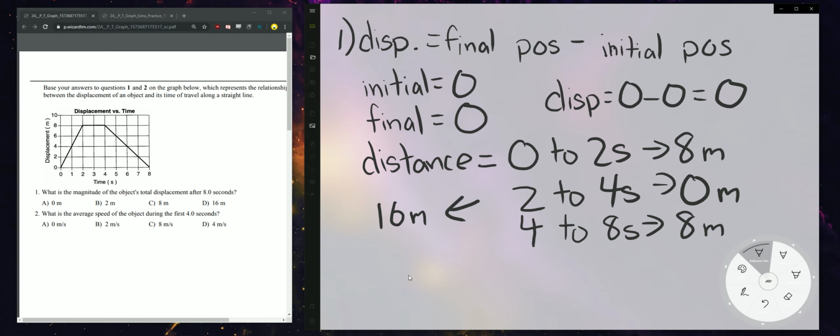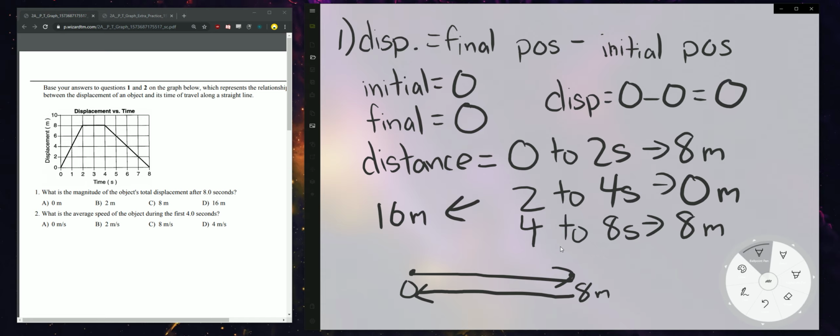And if I were to draw it out, let's say east is the positive direction. So in the first 2 seconds, I travel 8 meters. And now I'm at 8 and 0. It's 8 meters. And then for the next 2 seconds, I don't go anywhere. And then for the final 4 seconds, I travel back to 0. And that's basically what happened there. Alright? So if it was asking you displacement, your displacement would be 0. If it was asking you for distance, it would be 16 meters.